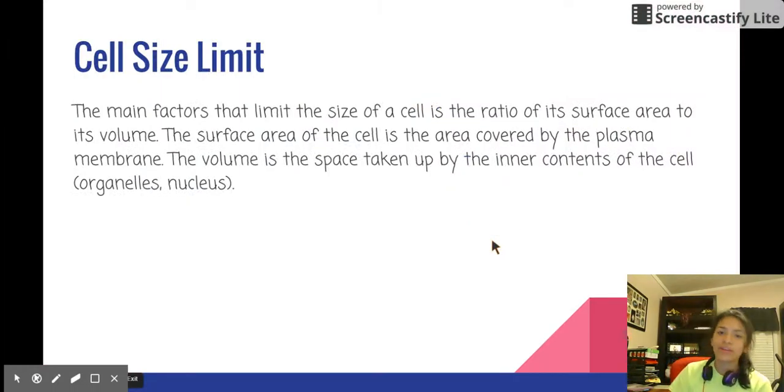So before we talk about the cell cycle, let's talk about the cell size limit. The main factor that limits the size of a cell is the ratio of its surface area to its volume. The surface area of the cell is the area covered by the plasma membrane, or the outside of the cell, and the volume is the space taken up by the inside of the cell, like the organelles and the nucleus, and anything inside the cytoplasm.